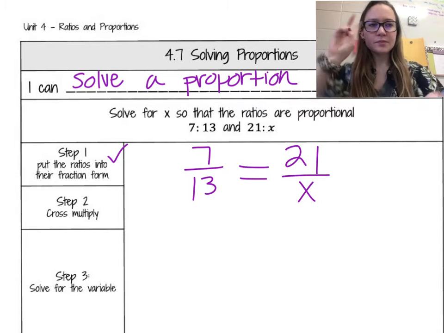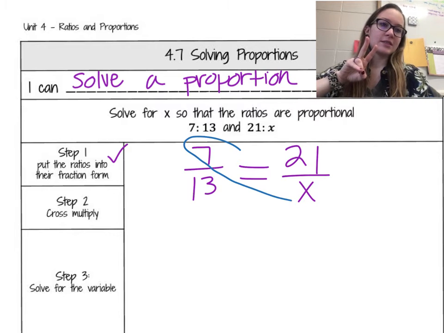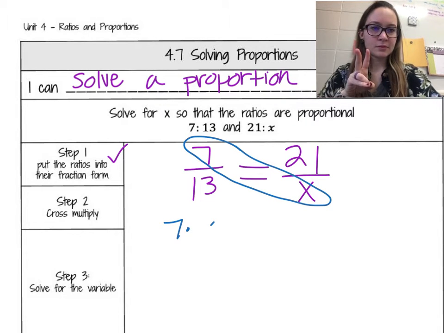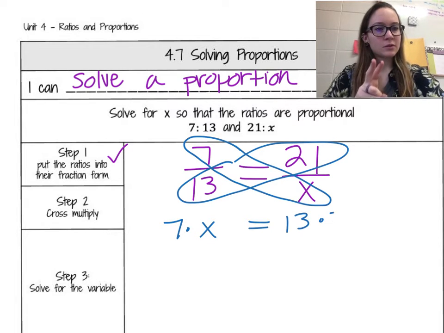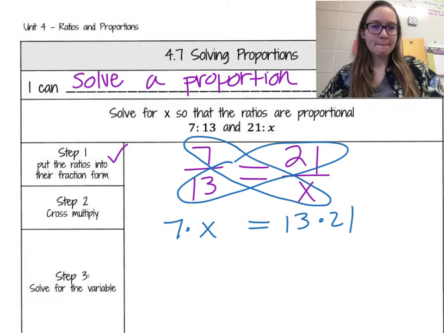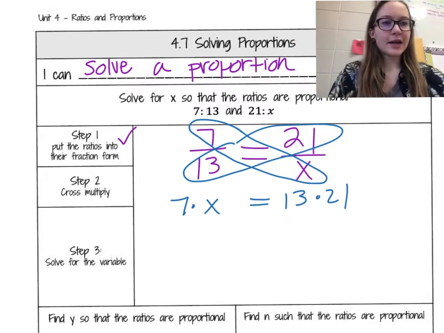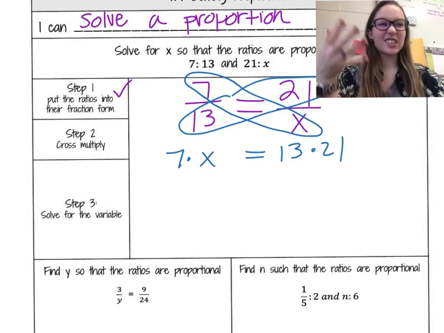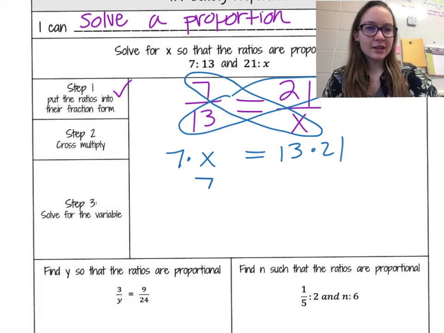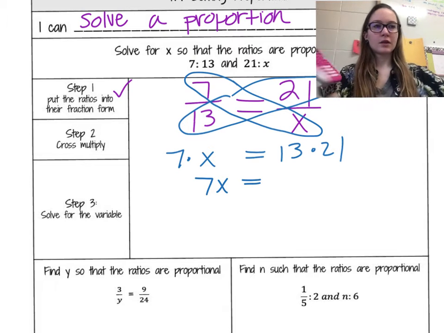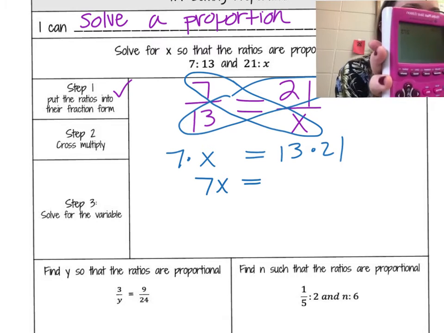So that's step 1. Step 2, cross multiply. So we're going to take 7 times x equals 13 times 21. Ooh, let me grab my calculator. Bam. Okay. So now I can just do the multiplication, simplify, and then solve for the variable. Okay, so 7 times x is 7x. 13 times 21, 273.